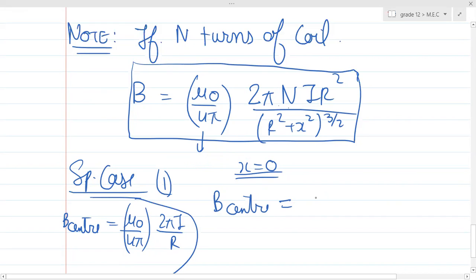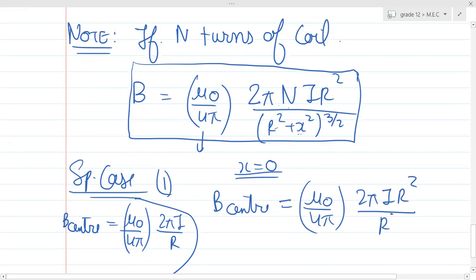So B center will be equal to, if I just put this as 0, it will be r square to the power 3 by 2. Will it be equal to, don't write this n as of now, mu naught by 4 pi into 2 pi I into r square, and this will be r square to the power 3 by 2, which is r cube. Can you see r square and one r will get cancelled, only one r will remain. So even with the help of this formula you are getting the same result. So that implies our approach is correct.